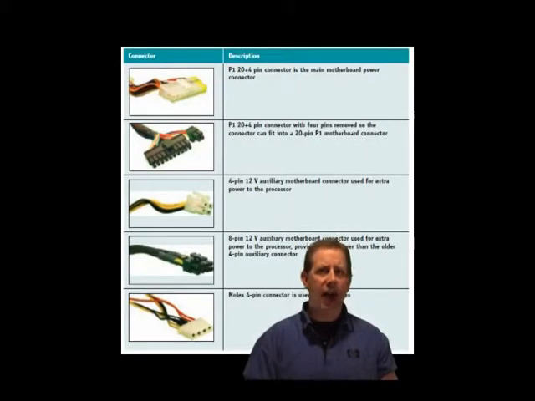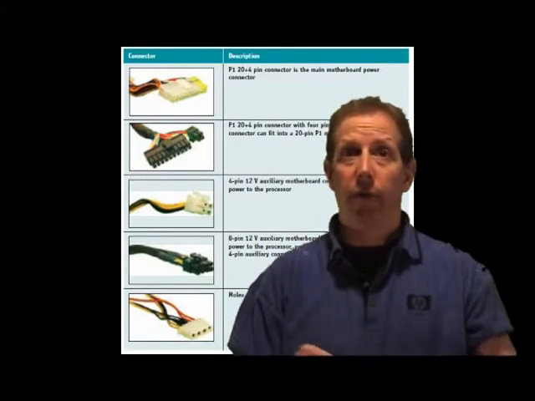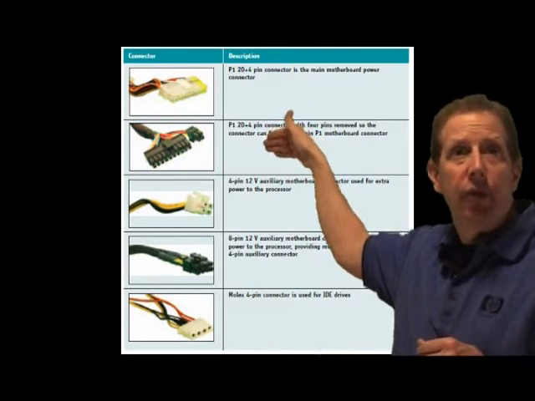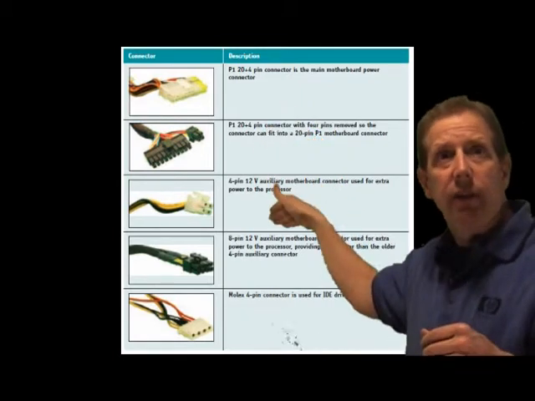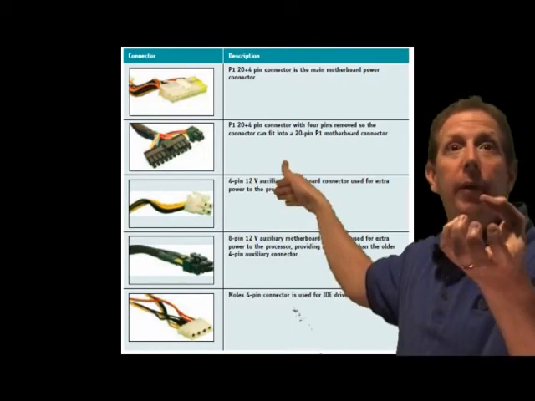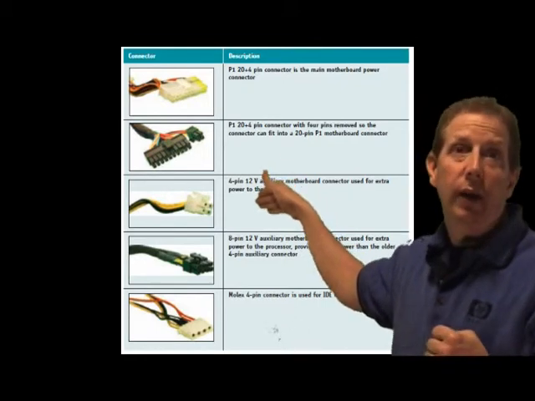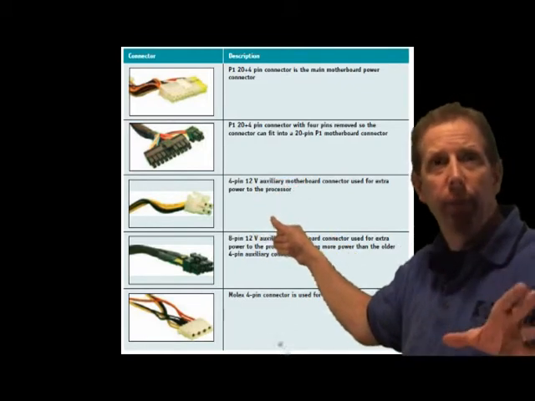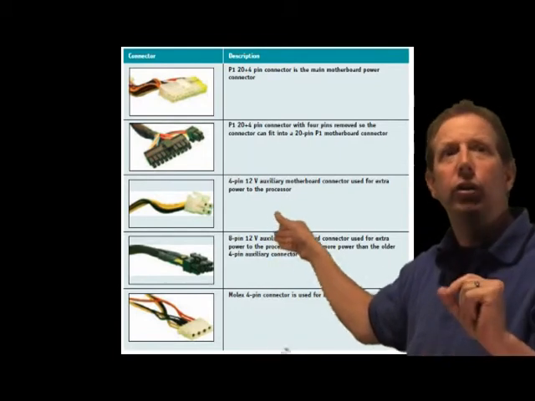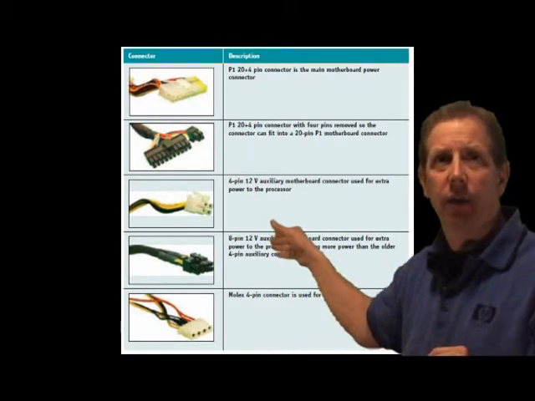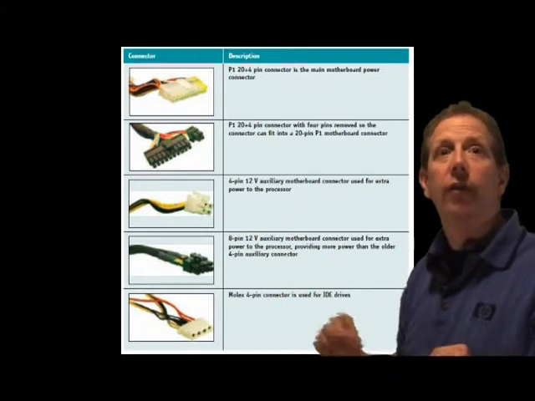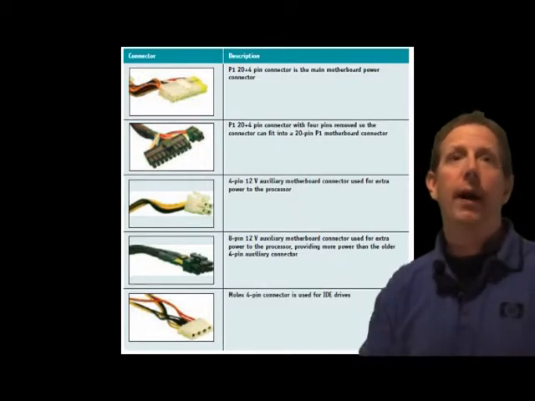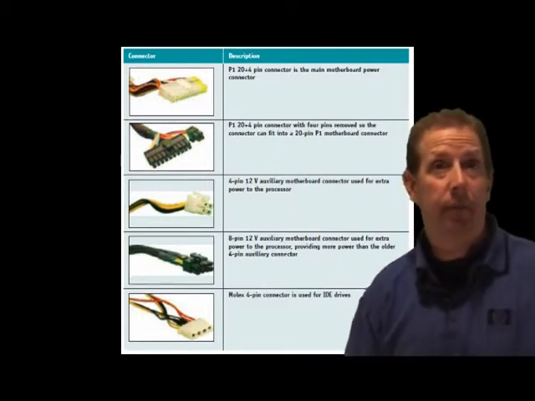Now let's take a look at some of the common connectors you'll find in power supplies. First one here up top is the P1 20+4 pin connector, the main motherboard power connector. Next, the P1 20+4 pin connector with the 4 pins removed so the connector can fit into a 20-pin motherboard connector. Next, the 4-pin 12-volt auxiliary motherboard connector used for extra power to the processor. Next, we have the 8-pin 12-volt auxiliary motherboard connector used for extra power to the processor, providing more power than the older 4-pin auxiliary connector.